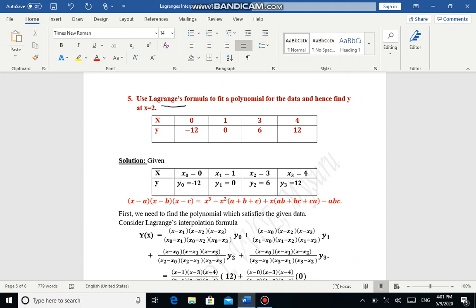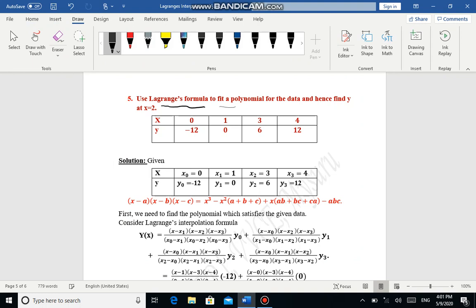Use Lagrange's formula to fit a polynomial for the given data, and hence we need to find the value of y when x is equal to 2. So here finding y is not an important issue. We need to find a polynomial which satisfies the given data. That is very important, by using Lagrange's interpolation formula.